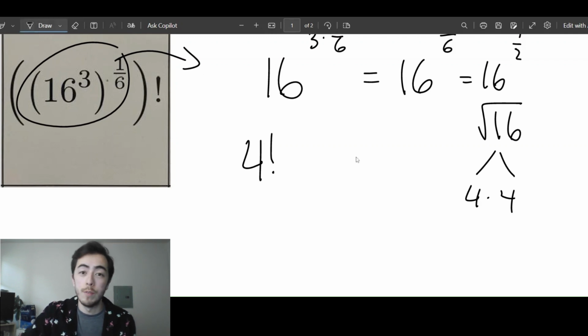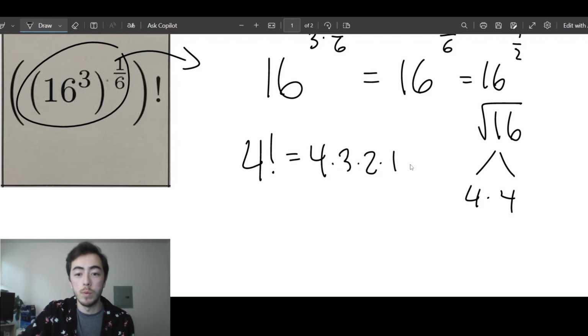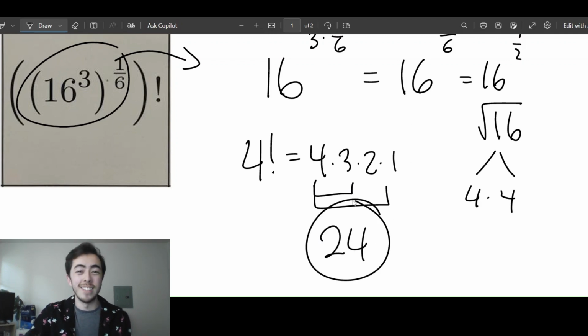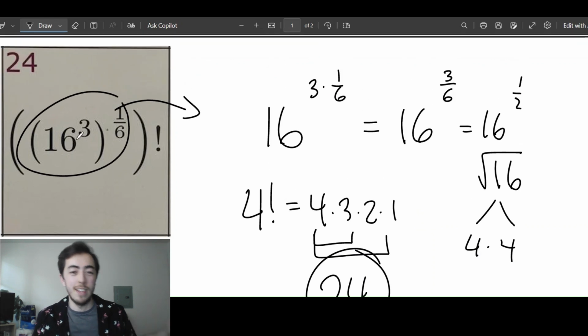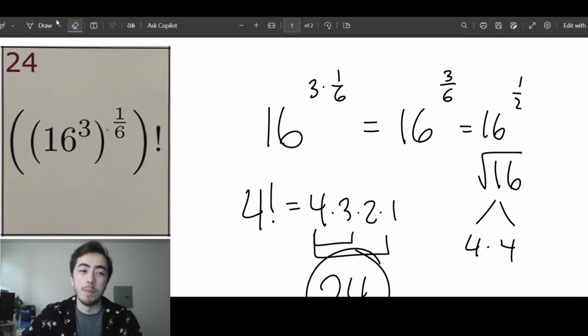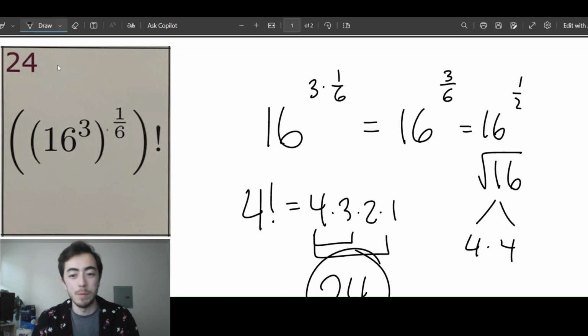So to find 4 factorial, all we need to do is 4 times 3 times 2 times 1. This is a 12. 12 times 2 is 24, and that is today's date. So there we go. That's the answer. That's how I'd solve it. Maybe if you really wanted to, you could do 16 to the power of 3, but that's a pretty big number, and I'd rather not work with big numbers. So anyways, answer is 24.